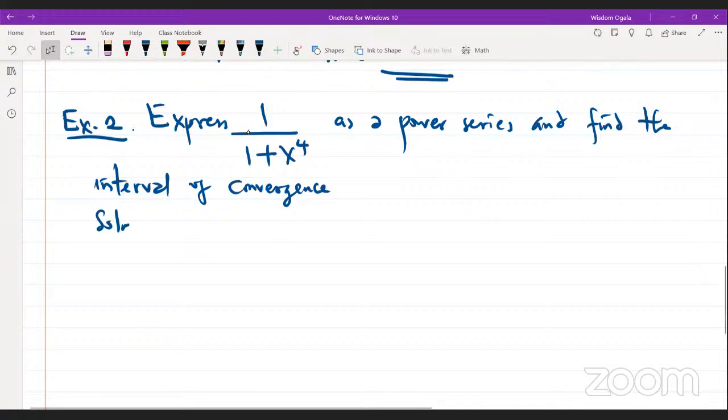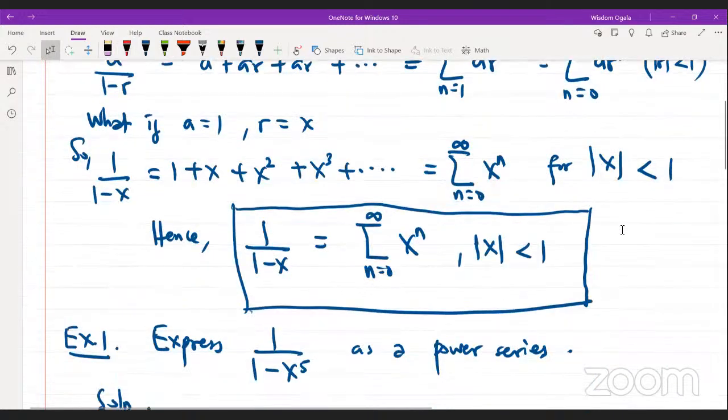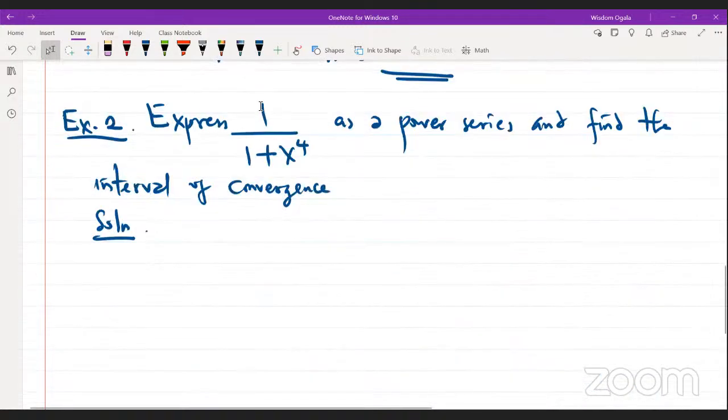So, solution. Where do we always start from? We always start from this formula that I have in the box. This is where you're building from: 1 divided by 1 minus x. But in this example, this is plus. That means I really have to do something. So let me write it again.